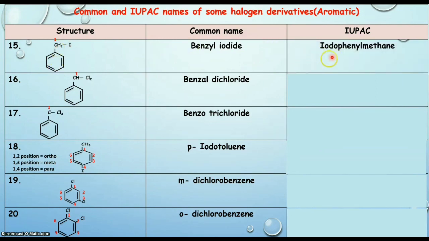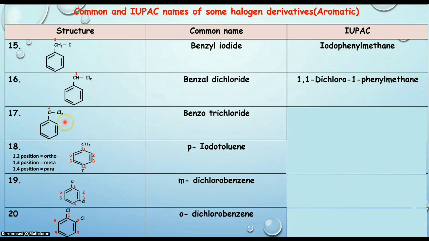So here is the name. Now in this structure, same thing. This is the first carbon atom to which 2 chlorine atoms are attached as well as a phenyl ring. Therefore, 1,1-dichloro as well as 1 phenyl ring is present on this carbon atom. So its IUPAC name is 1,1-dichloro-1-phenyl methane.